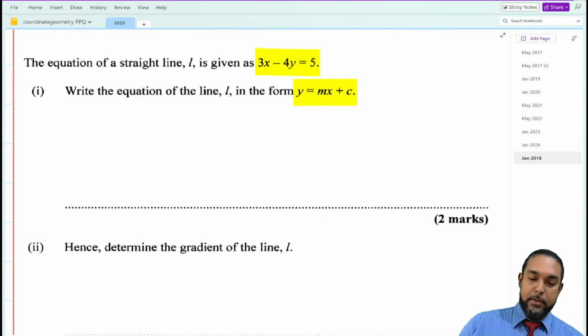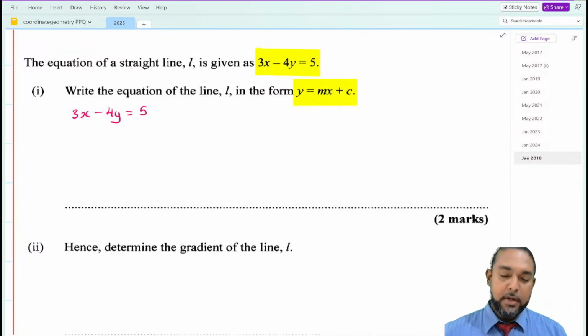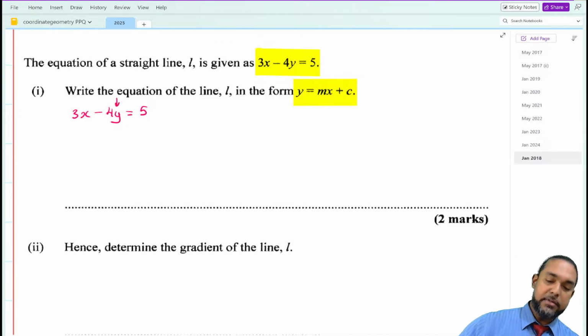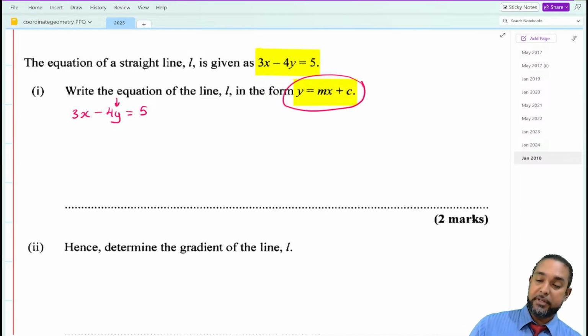Appreciate it. Right, so let's start with 3x minus 4y equals 5. We want to make y the subject of the formula, and we want it to be in this particular form here.